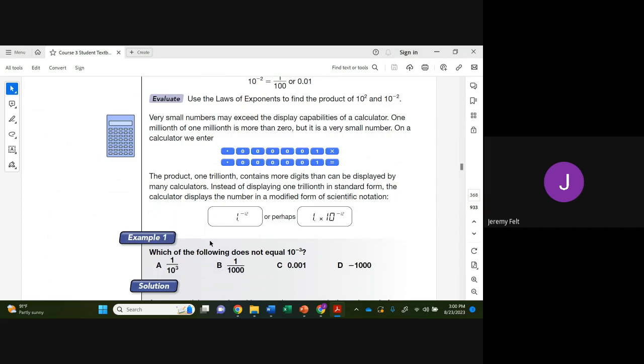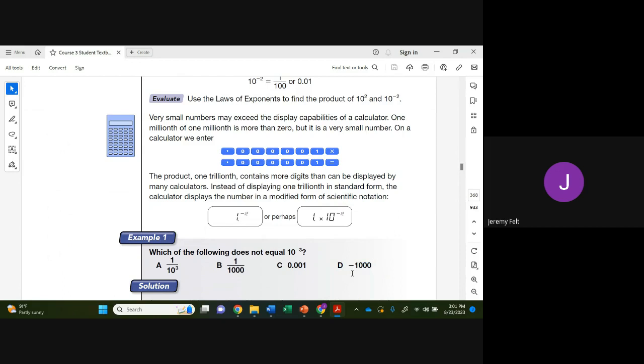So in looking at A, B, C, or D, which one of these does not equal 10 to the power of negative 3? Well, 10 to the power of negative 3, we could write it as a reciprocal of 1 over 10 to the power of 3. So A is correct. 10 to the power of 3 is 1,000, so 1 over 1,000, 1 1,000th. B looks correct. We have 1 1,000th in decimal form, 0.001. That looks correct. It is not negative 1,000, so D would be incorrect.